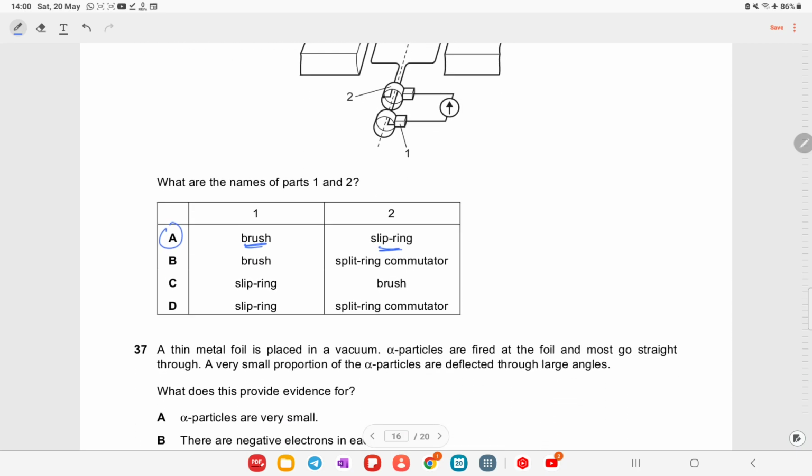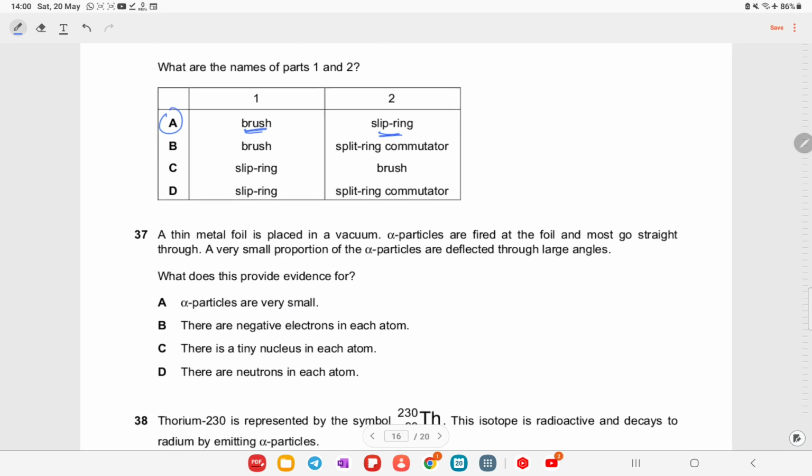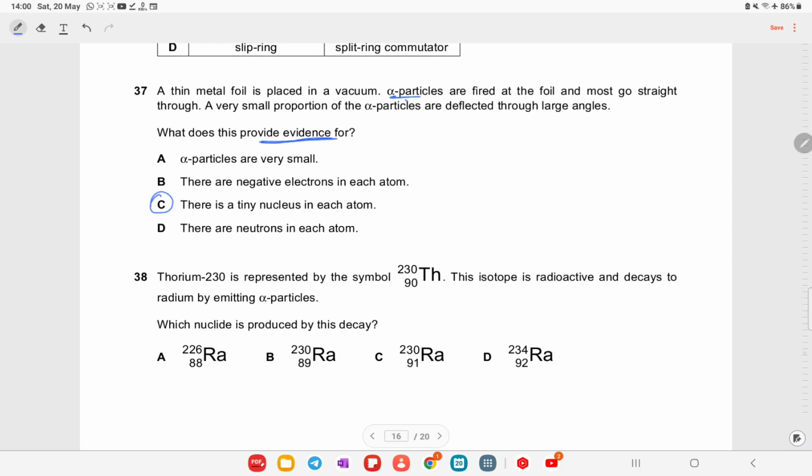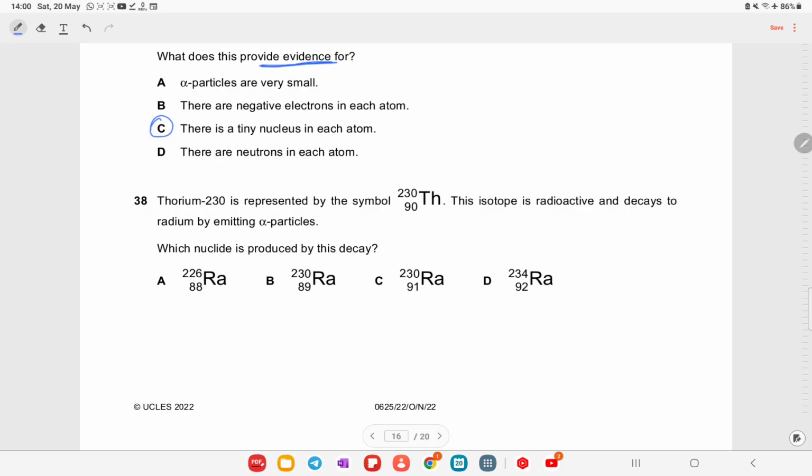A thin metal foil is placed in a vacuum. Alpha particles are fired at the foil, and most go straight through it. A very small portion of the alpha particles are deflected. So, what does this provide evidence for? So, the evidence is that there is a tiny nucleus in each atom. This is what you get from this experiment.